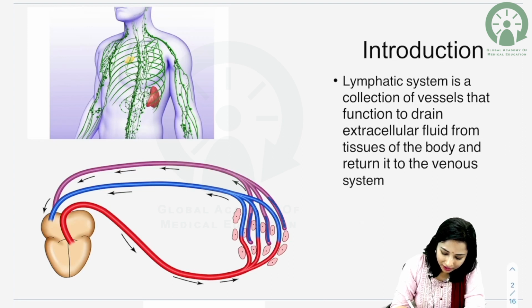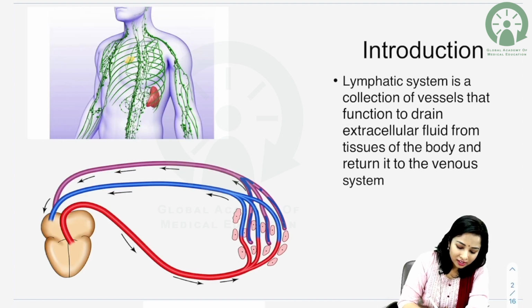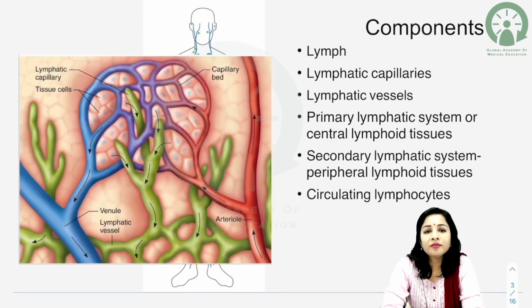So it begins bluntly from the interstitial spaces and joins to form lymph capillaries and lymphatic channels. Finally, the lymphatic channel drains into the great vessels of the venous system near the root of the neck, and finally joins with the bloodstream. Lymph literally means colorless. So it is the colorless tissue fluid which is circulating in the lymphatic capillaries and lymph vessels.